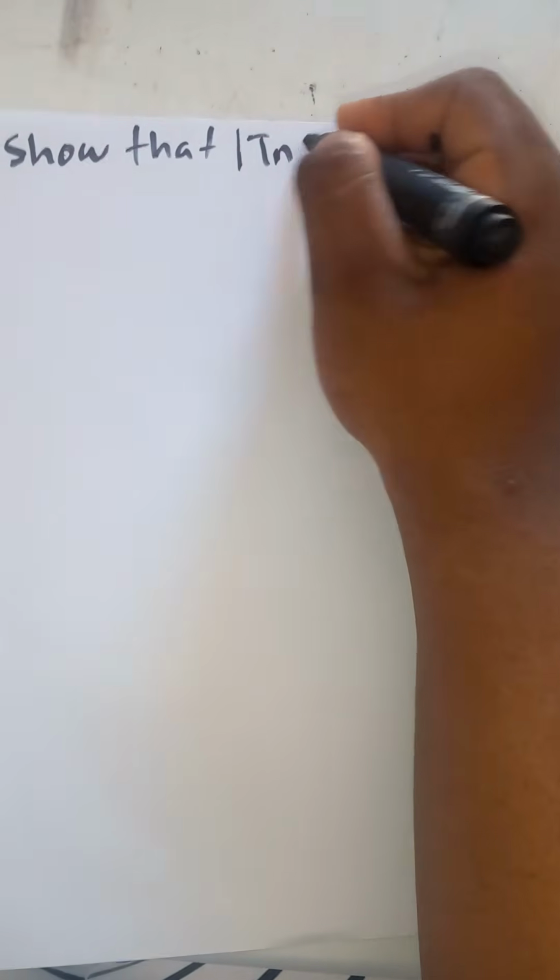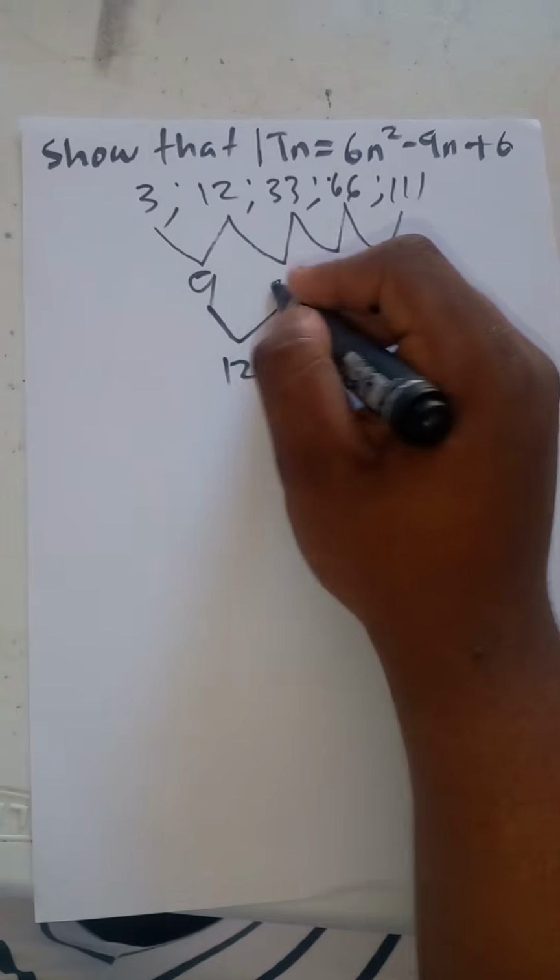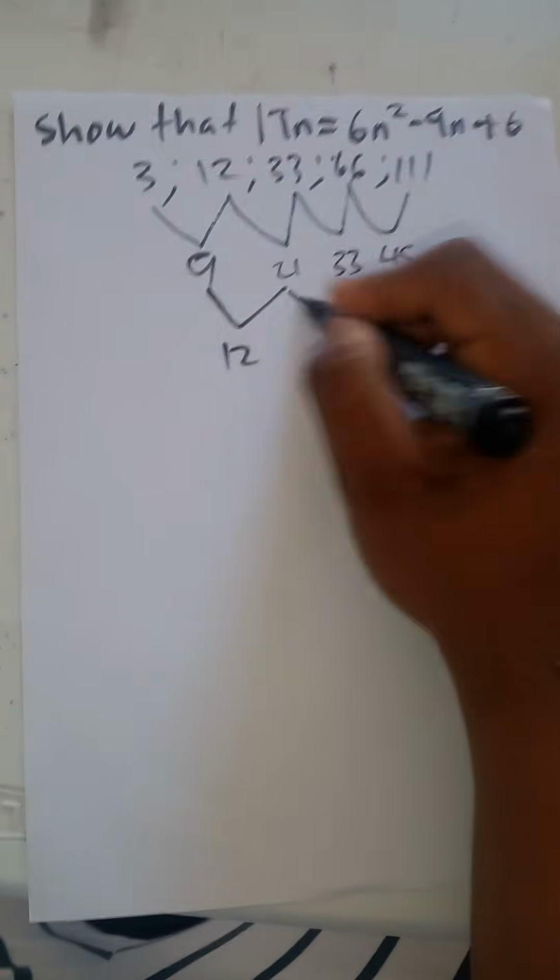Now on the next question, they want us to show that the general pattern Tn is equal to 6n squared minus 9n plus 6. But already this is what we have: 3, 12, 33, 66, 111. Because you're going to use this to form a pattern. The first differences are 9, 21, 33, 45, and the second differences are 12, 12.